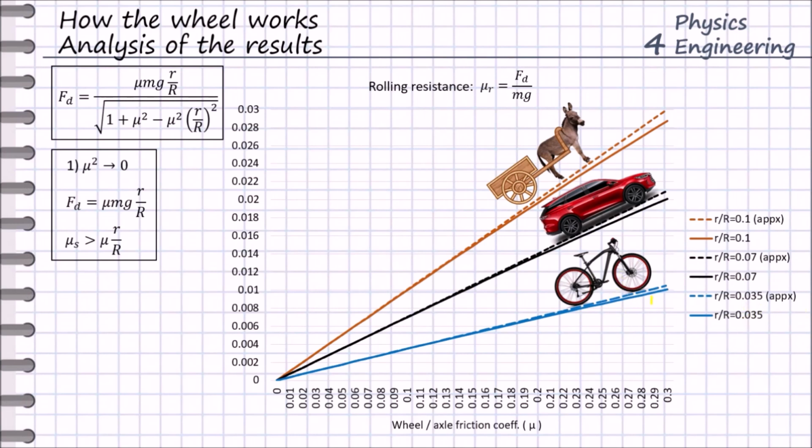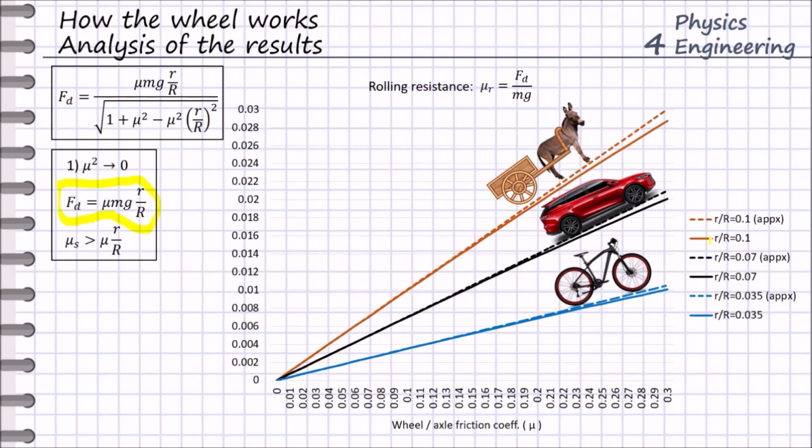So yeah, and here we have 2 lines for each case: the solid line and the dotted line. Basically, the solid line is the solution calculated by the exact equation, and the dotted line is the solution calculated by the approximation for smaller frictions. As you see, these 2 results are very close. This basically allows us to use this equation for the approximation, which is much easier to remember.